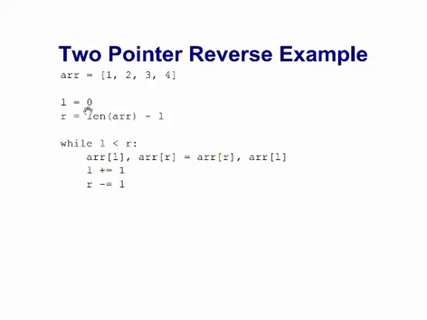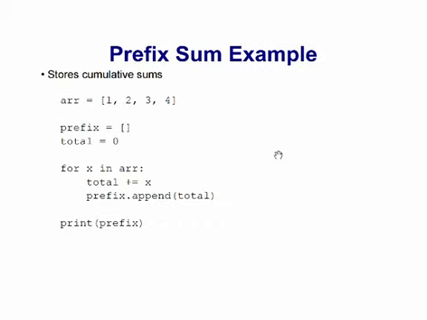See the code. L is equal to 0, R is equal to len(array) minus 1, and we swap the elements and move the pointers towards the center.